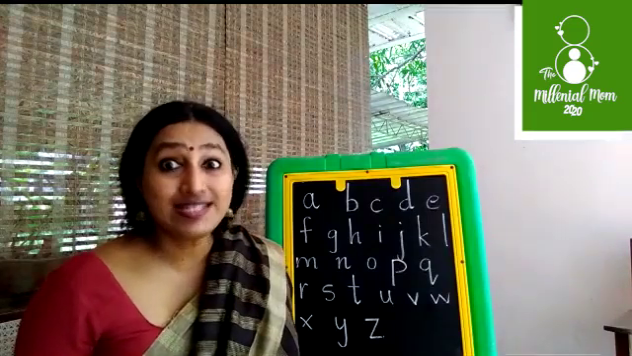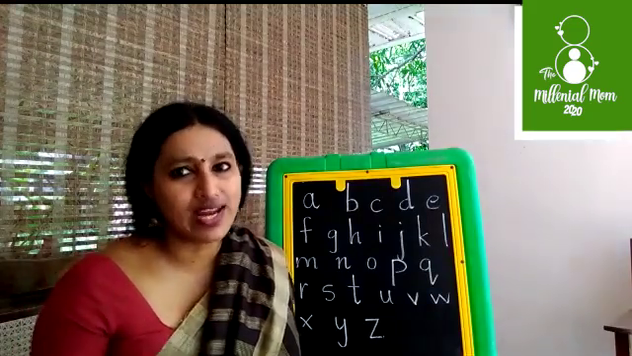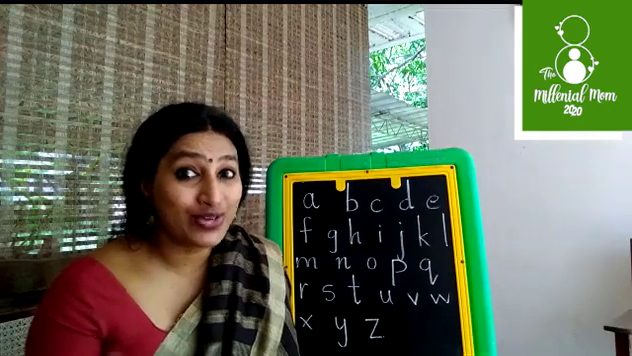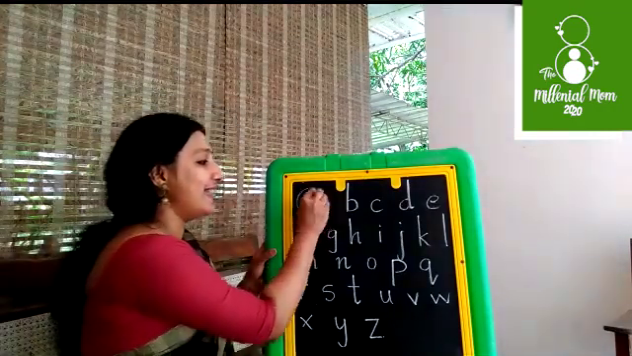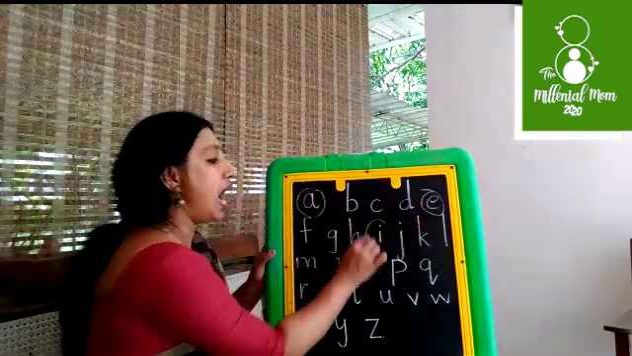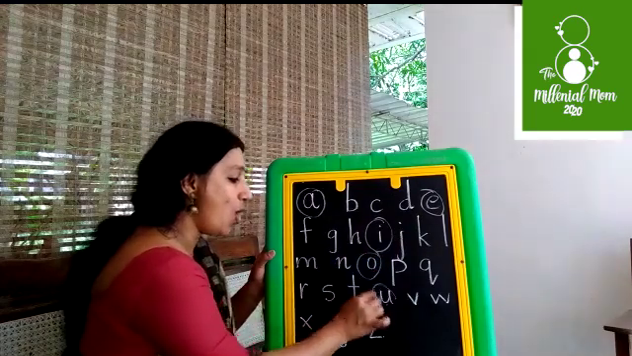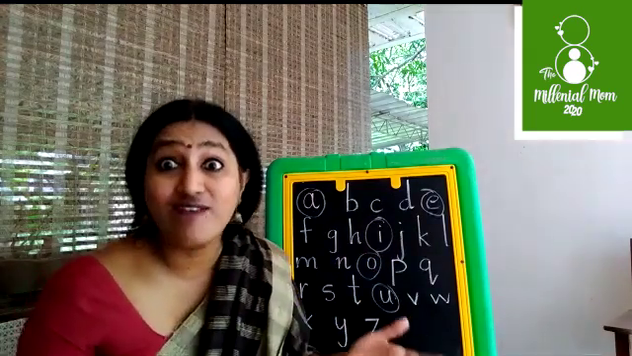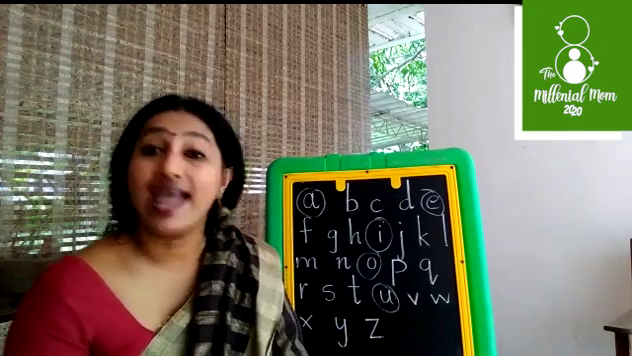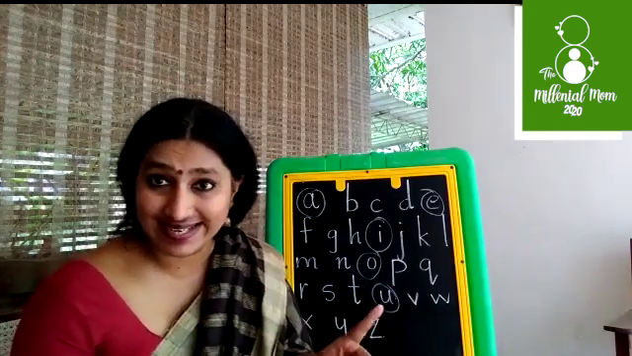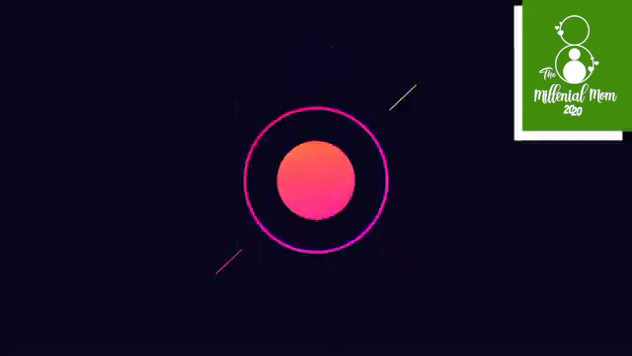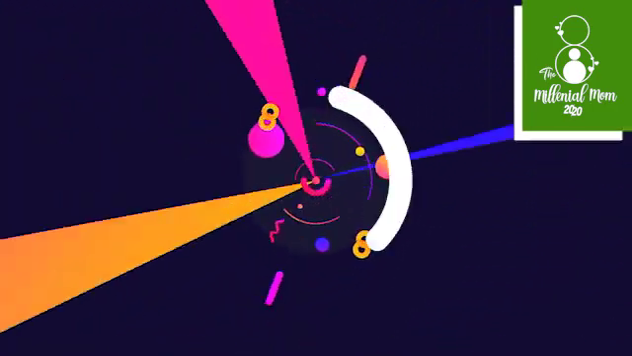In the alphabet, there are 5 vowels. We know that. A, E, I, O, U. These are the vowels in the alphabet. And all the others are consonants. We know that.